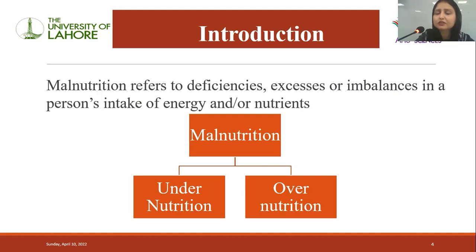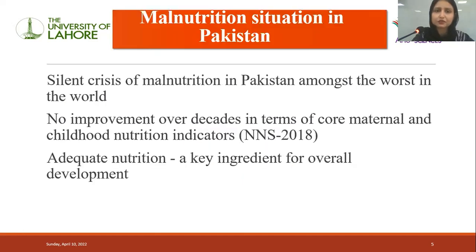What is stunting? Stunting means a child has less height for his age, and wasting means low weight for age. And overnutrition is the excessive accumulation of fat, like overweight and obesity, and other chronic diseases like cancer and diabetes, the non-communicable diseases.